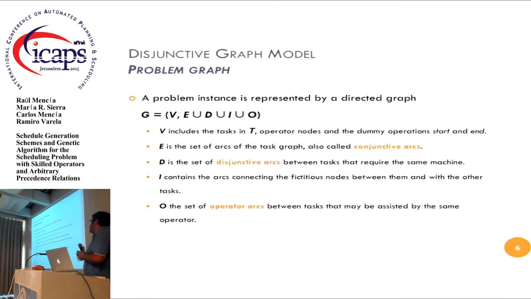Also, we have a set of disjunctive arcs that connect the tasks that require the same machine, a set of operator arcs that connect the tasks that may be assisted by the same operator, a set of conjunctive arcs, which are the arcs of the task graph, and we have also arcs to connect the fixed nodes with the rest of the graph.